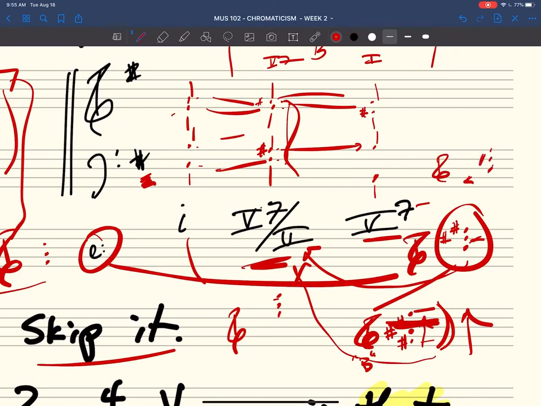B, D sharp, F sharp, A. We're missing the seventh. So the question is, what do we do? Like, how do we solve this problem? Think about this. Sorry, it's getting a little messy here.